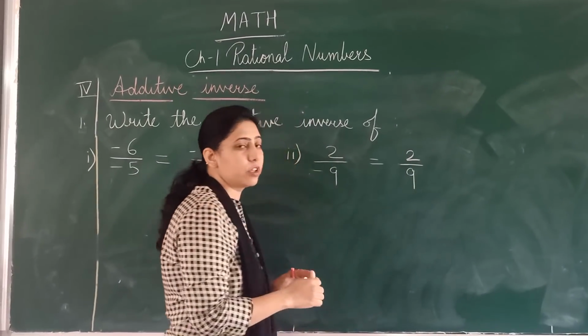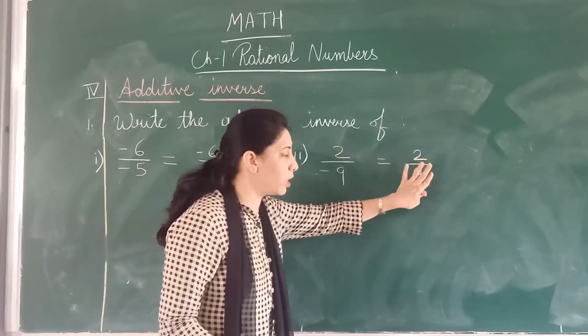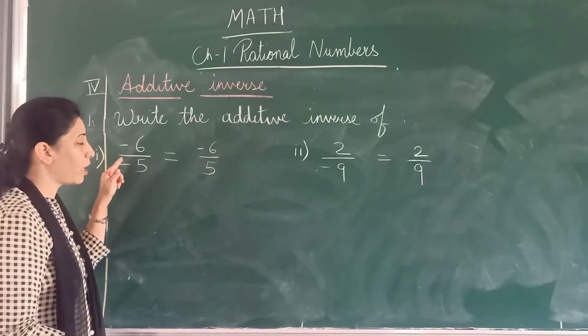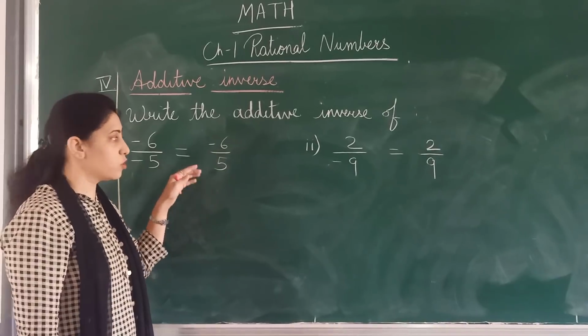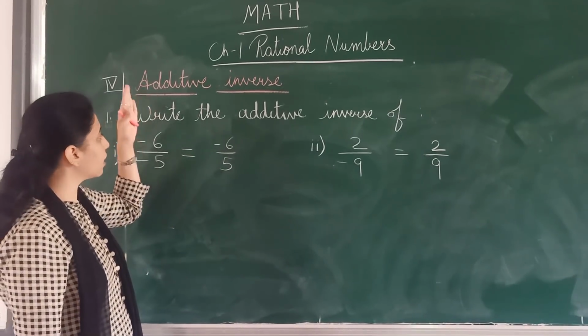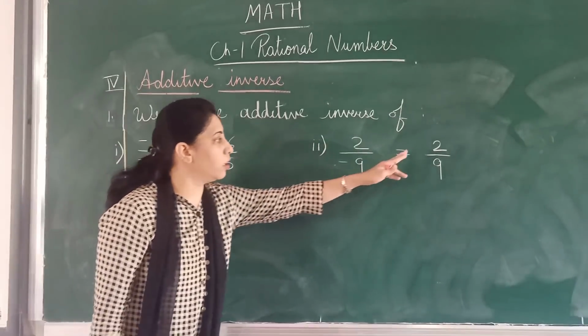So additive inverse means the opposite. So 2 upon minus 9 will become plus 2 upon 9, and minus and minus is positive, so it will become negative. So minus 6 upon 5. So this is the other concept, that is additive inverse, the opposite: minus 6 upon 5 and here 2 upon 9.